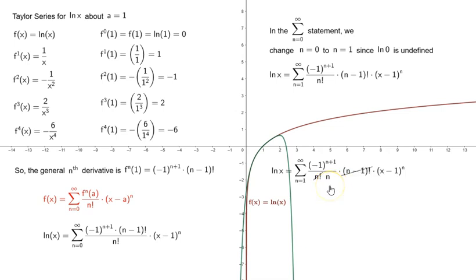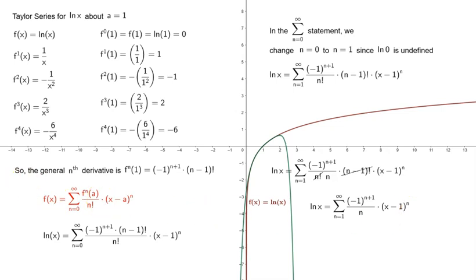Now here what happens? This n factorial can be written as n times n minus 1 factorial. So n minus 1 factorial gets cancelled out and we are left with n times x minus 1 to the power of n. So natural log of x is equal to summation from 1 to infinity of minus 1 to the power of n plus 1 by n times x minus 1 to the power of n.